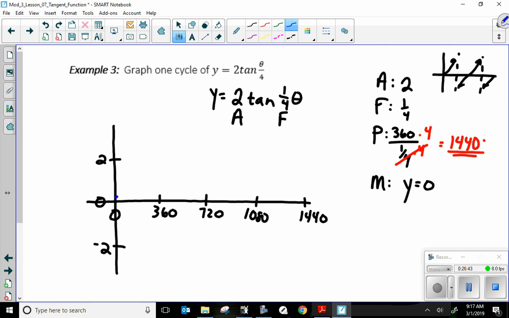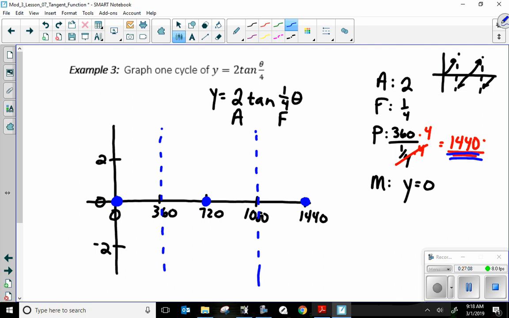Tangent starts at 0 and ends at 1440 at 0, or my midline. And in between them, it's also midline, just like sine. In between those 3 dots are where my motion is going to happen, either up and down if it were sine, like my mins and maxes, or since it's tangent, in between those are my asymptotes.